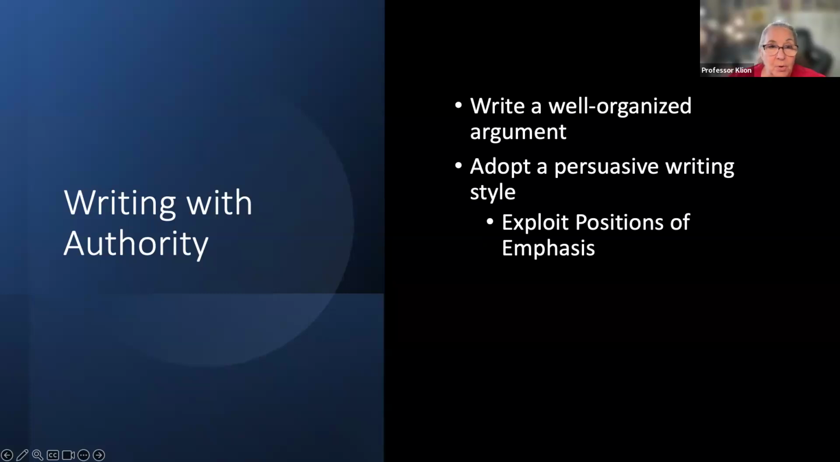That's why hooks are important. That's why points of analysis are important. They are the beginnings of paragraphs. That's why point headings are important. They are the beginnings of discussions or arguments.